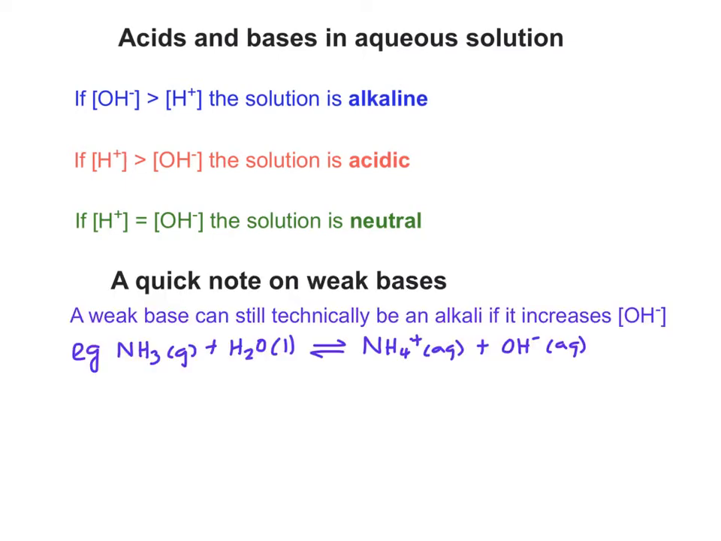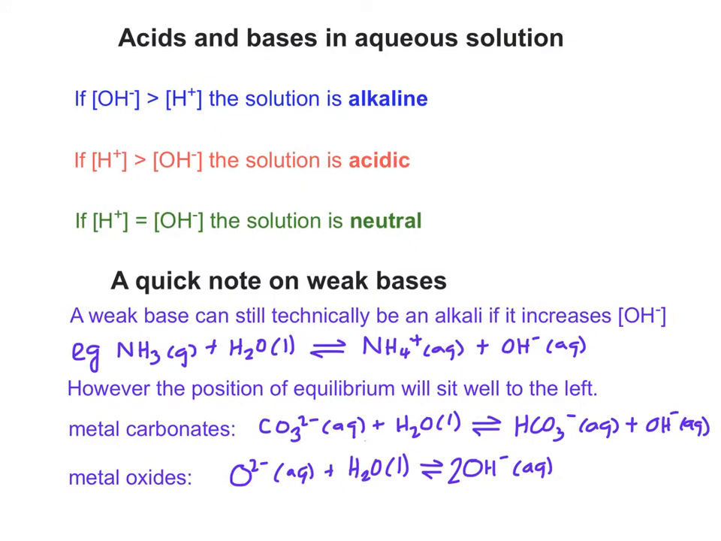It's worth spending a couple of moments having a chat about weak bases. A weak base can still technically be an alkali if it increases the OH- concentration. In the example I've given there is ammonia gas dissolving in water. You can see quite clearly that it does increase the OH- concentration in the aqueous solution. It's just that it's an equilibrium, and the position of the equilibrium will sit well to the left.